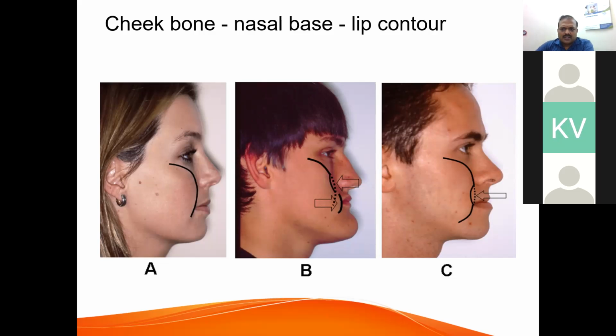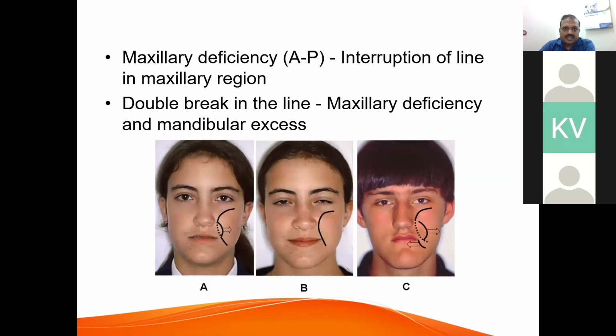In the third picture, we'll have a deficient maxilla. This is the profile view and the frontal view, where the cheekbone, nasal base, and lip contour assessment can be made. In the frontal view, the maxillary deficiency will have an interruption only in the maxillary area, in the first picture. And in the third picture, you can see that there is a double break: one is the deficiency in the maxilla and the excess in the mandible. So that can be assessed.